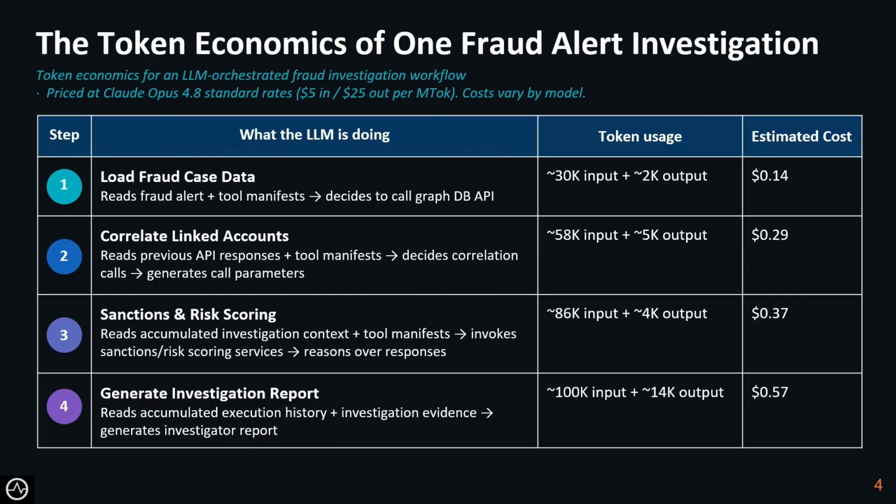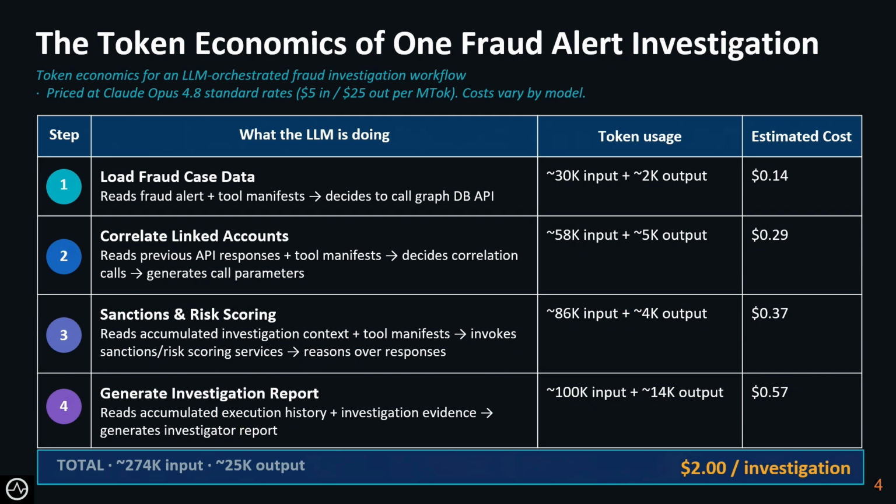Look at the pattern in step 3 and step 4, which are sanction and risk scoring, and generating the investigation report. You can see the input grows to 86,000 input tokens and then 100,000 input tokens. That is how an LLM works: it simply carries the full accumulated context in each step. One fraud investigation is not very complex, but the concern is the context accumulation issue. By the end of the workflow for one fraud investigation, it becomes $2. It's nothing to worry about, right? It's just $2, so at prototype scale that is totally fine. It burned 274,000 input tokens and 25,000 output tokens.